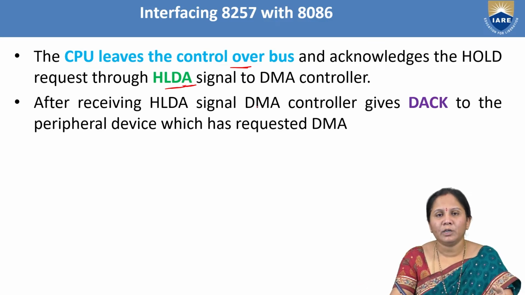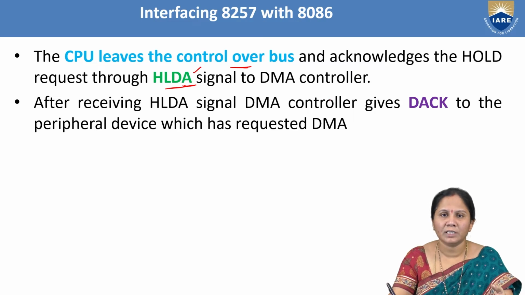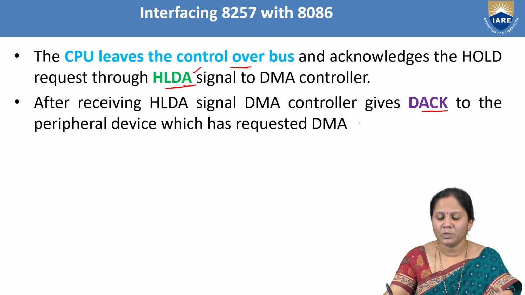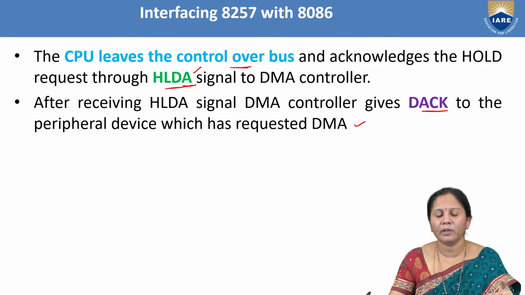Once this DMA controller receives this hold acknowledgement signal, the DMA controller is going to send the DMA acknowledgement signal to the peripheral device which has requested the DMA controller. So this is the entire operation, how the CPU will get isolated and how the DMA controller is going to gain access of the system bus.